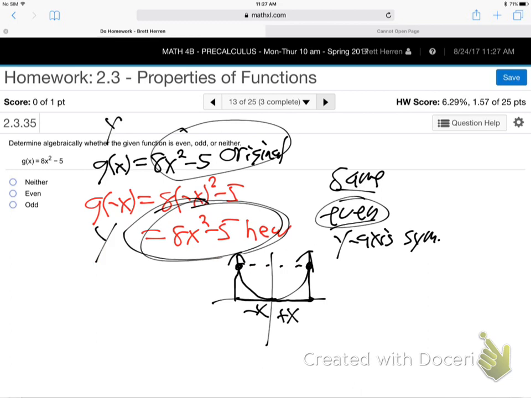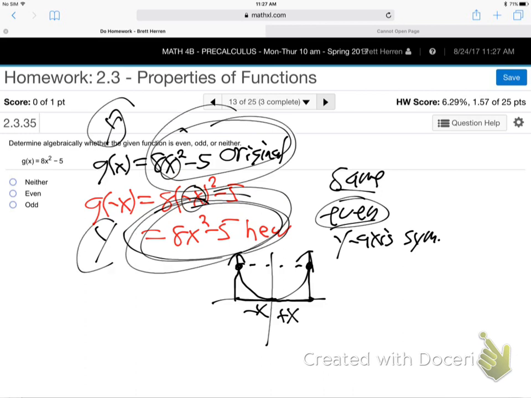Remember, g of x is y. When you plug in negative x or regular x, you get the same y. You get the whole thing being the same. That's what it means to have y-axis symmetry. You go right or left, and you go up, you get the y value. Remember, y value is the whole function. They're equal. Same height. That's what it means.